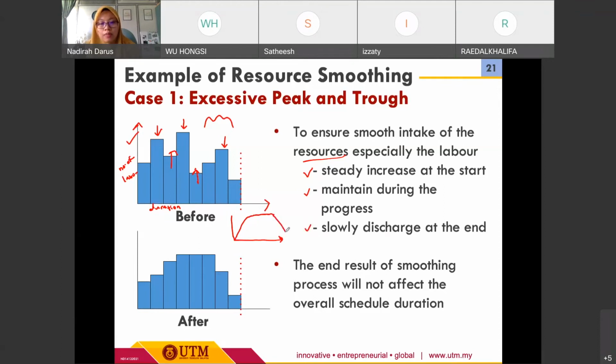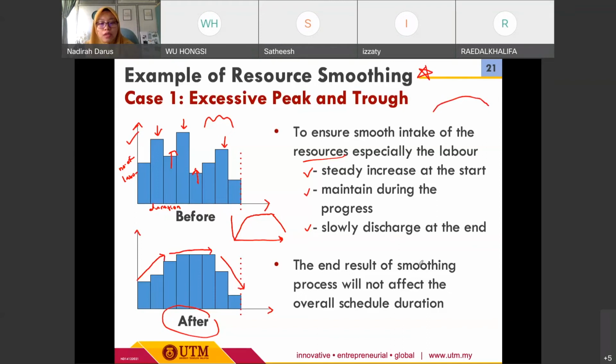Okay, so the most important thing here is that we try to avoid any sudden increase or any sudden reduction of the resource allocation. Okay, so we can refer to this bottom figure, which refers to the resources after smoothing. We can see here that we have a steady increase of the resources, and then we try to maintain it in the middle or throughout the progress, and at the end we have a slow discharge of the resource allocation. Okay, so that's why we do the smoothing, so that we have a smooth allocation.